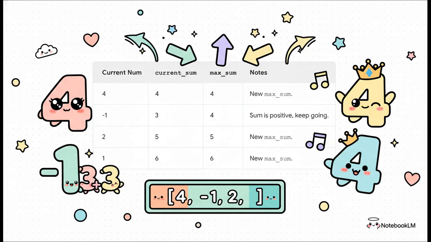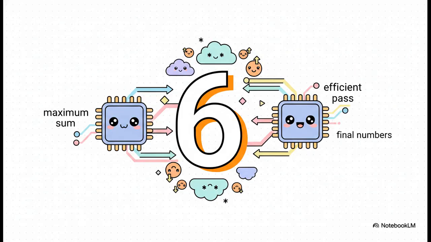Then comes a 2. Boom, our current sum is 5, another new record. Then a 1 takes us to a current sum of 6. That's our new champion. After passing over the last couple numbers, our algorithm is done. And just like that, we have our answer. The maximum possible sum from a continuous subarray is 6, all found in one simple, incredibly efficient pass.